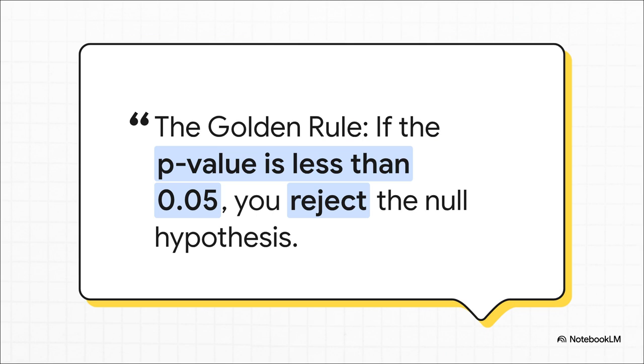And this leads us to a super simple but incredibly powerful rule of thumb. It's kind of the golden rule of a lot of statistics. We set a line in the sand, usually at 0.05 or a 5% chance. And the rule is, if our p-value, that chance of it all being a random fluke, is less than 5%, we say, nope, not a fluke, and we get to reject our initial assumption.